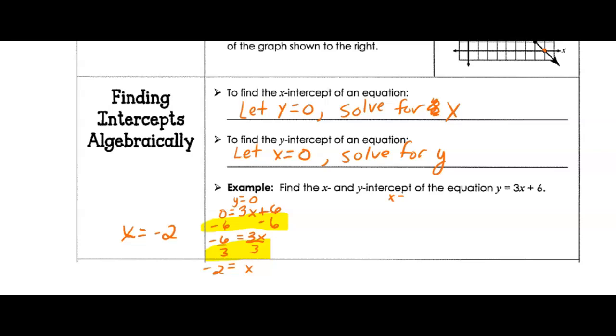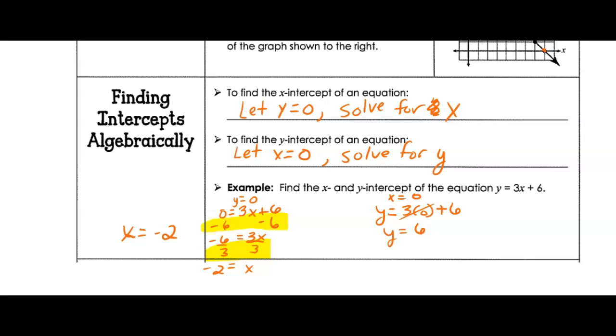And now I just flip the script. I come over here and I redo it again, but now I let x equal 0. On this one here, it's easy because when x equals 0, we have 3 times 0 plus 6. So this just goes away, y equals 6.